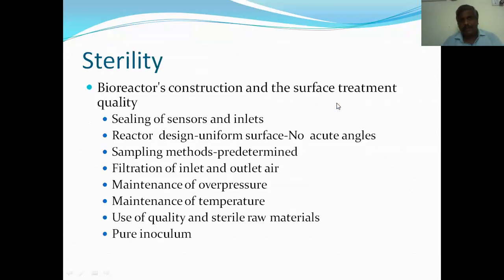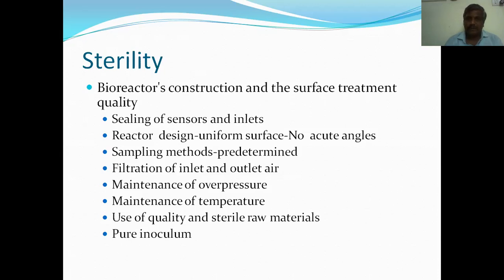The sterility of the bioreactor is mainly ensured through the construction and surface treatment quality. So we have to see some of the features involved in the sterility of the bioreactor. They are sealing of sensors and inlets. These sensors as well as inlets are the main entry points for microorganisms to enter the bioreactor, so we have to have proper sealing. And during the reactor design, a uniform surface has to be maintained. No acute angles should be there in the fermenter. The design should be such that it has a uniform, smooth surface. Uniform as well as smooth surfaces avoid microbial attachment and thereby prevent biofilm formation, ultimately reaching a very good sterility level.